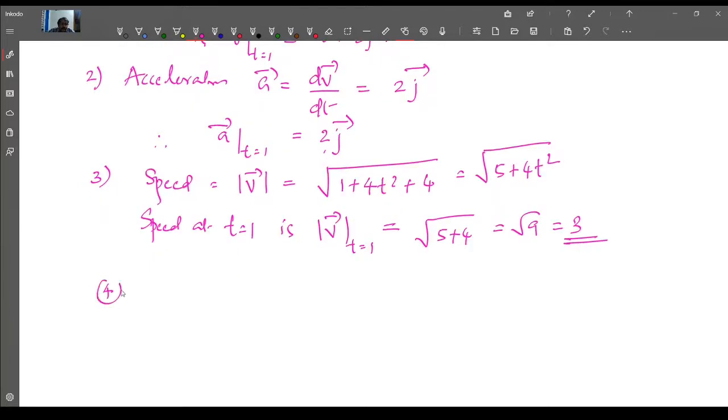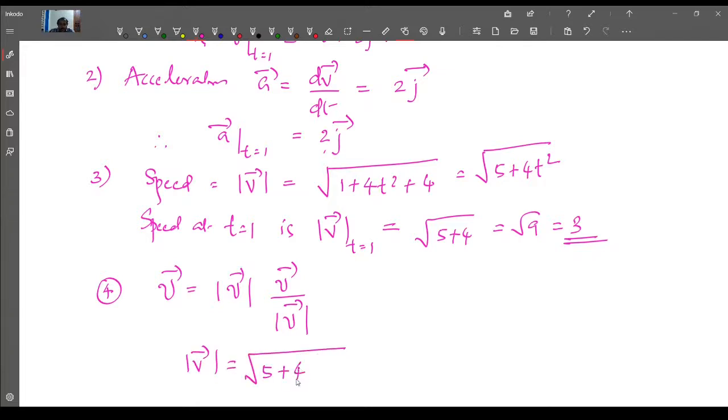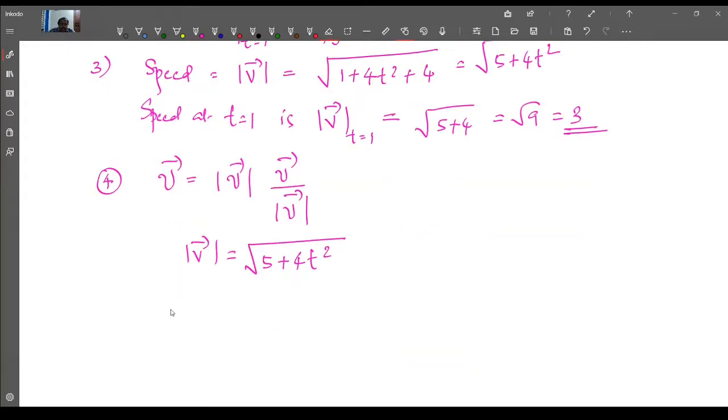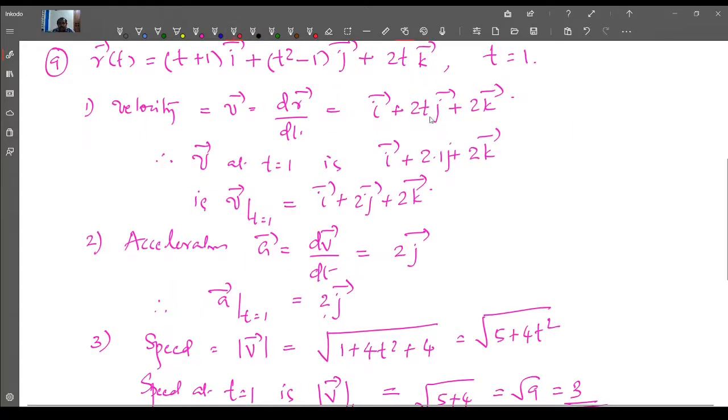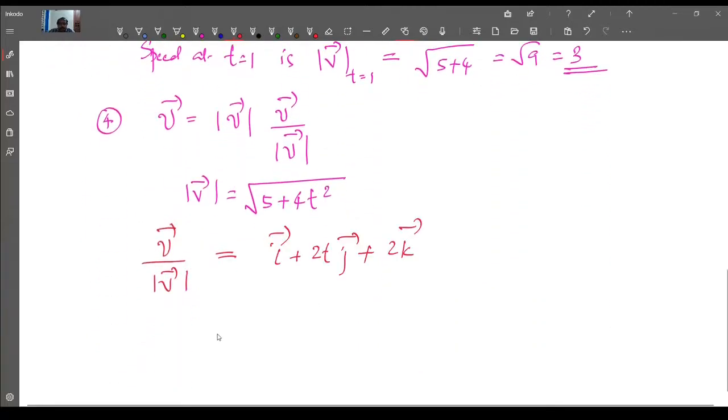Now we have to find the velocity. We have to write the velocity as speed into direction, v by modulus of v. So we have modulus of v is the speed and v by modulus of v is the direction. So we have modulus of v is square root of 5 plus 4t square, and v by modulus of v equal to, we have v is i plus 2t j plus 2k divided by square root of 5 plus 4t square.